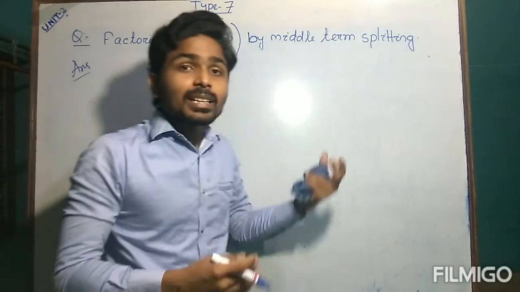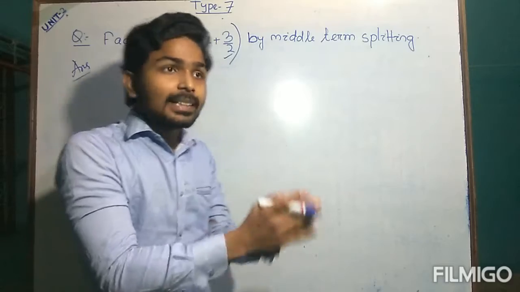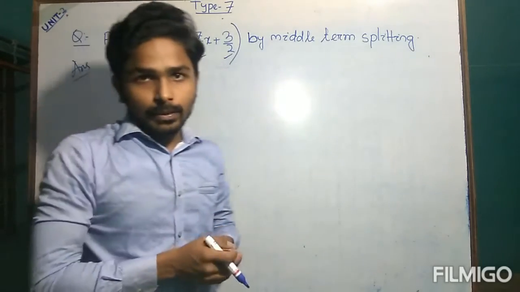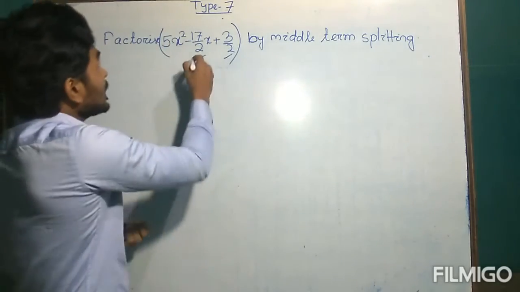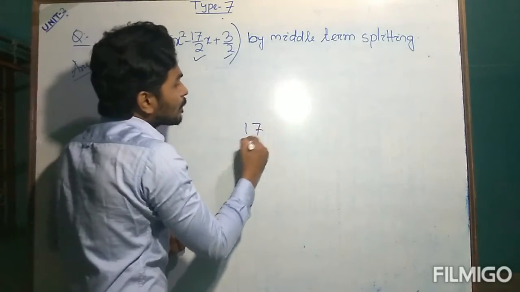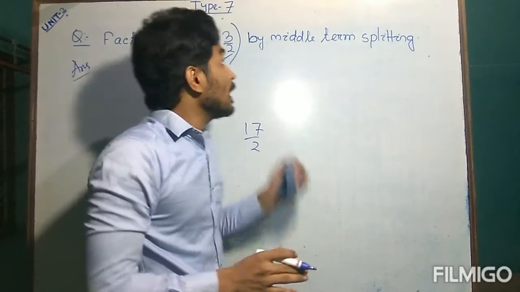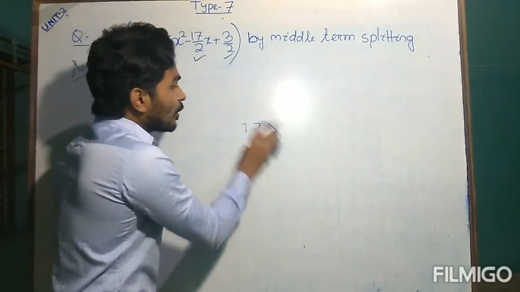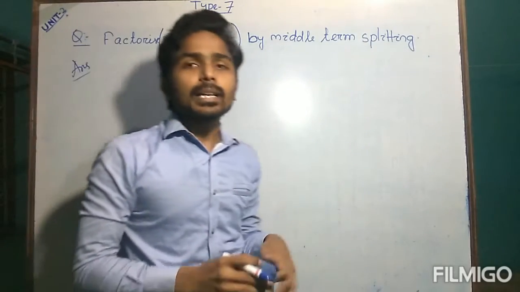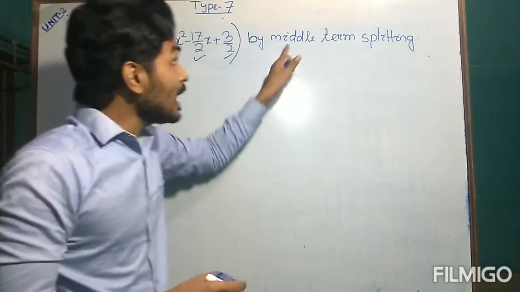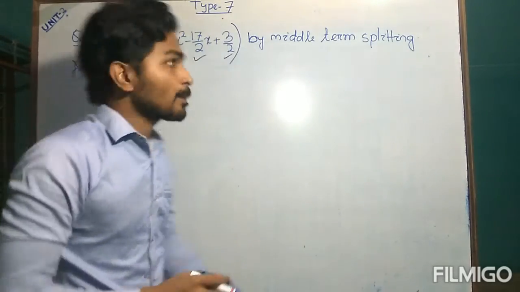If it is an integer, then it is easy to split that middle term into two parts. But here the middle term is 17 by 2. How can we factorize it or how can we split it? So let us define how we can factorize this type of quadratic polynomial using the middle term splitting method.